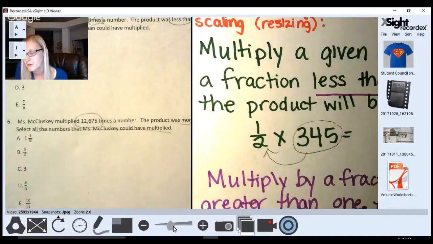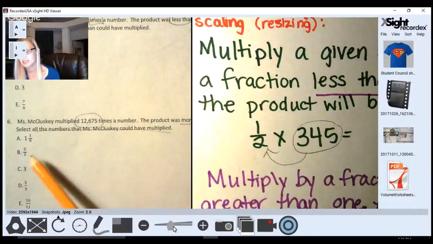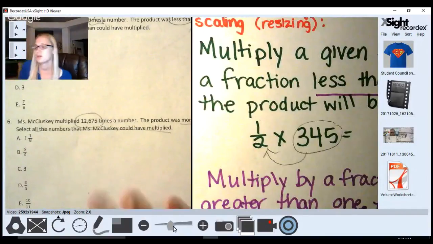So does A work? Is A greater than 1? If A is greater than 1, then A would work. Does B work? If B is greater than 1, B would work. If it's not, it doesn't. So I'm not going to do this one with you. I'm going to ask you to attempt this one completely on your own.